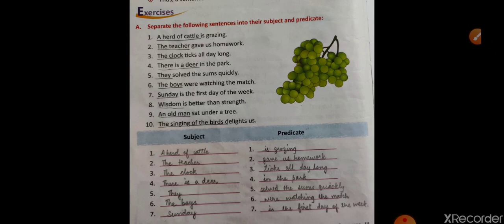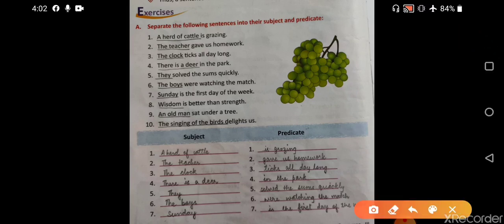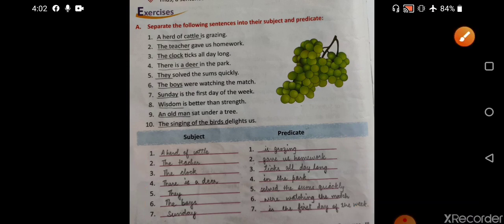We have to divide the sentence into its parts, that is the subject and the predicate. As you can see, there are two columns given. One is of the subject and another one is of the predicate. So what you have to do is read the sentence, and whatever the subject is, you have to write it under the column of subject, and whatever the predicate is, you have to write it under the column of predicate. So let's get started with question number 1.